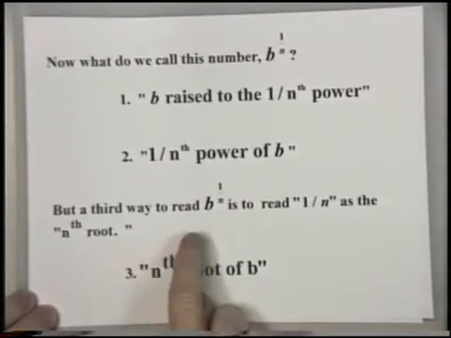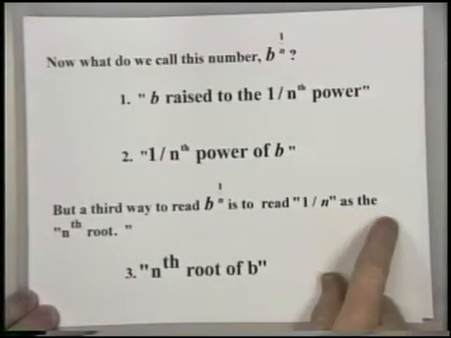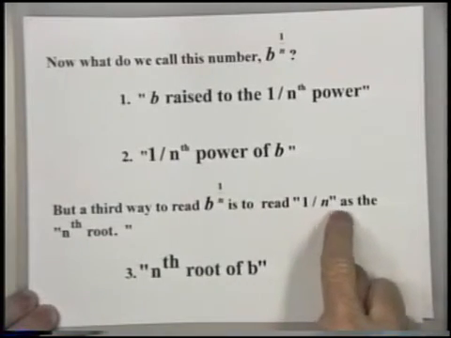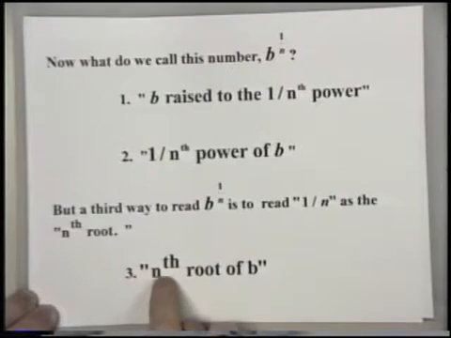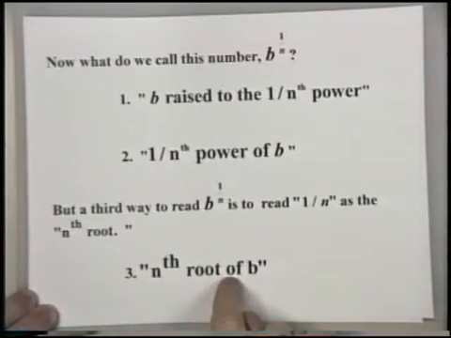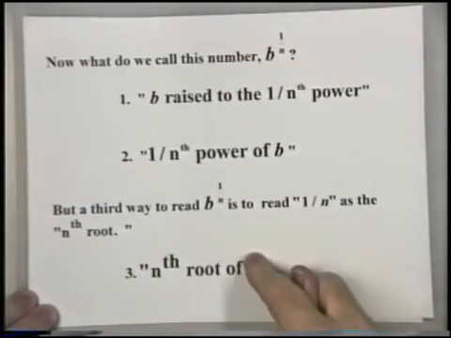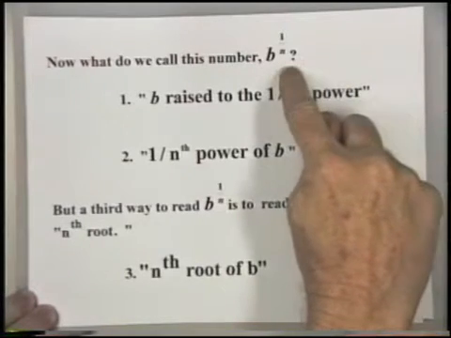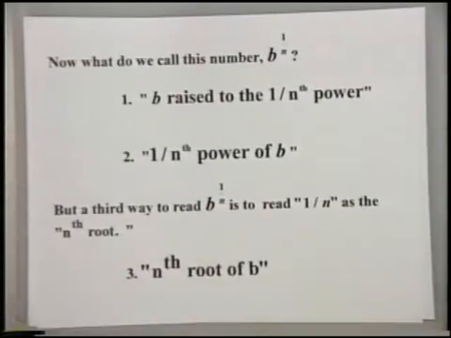But a third way can be to read it this way. We refer to 1 over n here as the nth root. So we read that right there as the nth root, or some people just think of the n, the denominator, as being the root. And we read this then the nth root of b. So all three of these phrases represent this same number, b to the 1 over n.